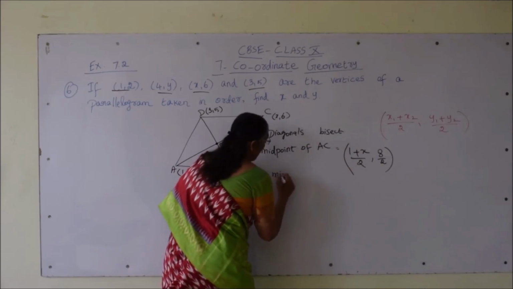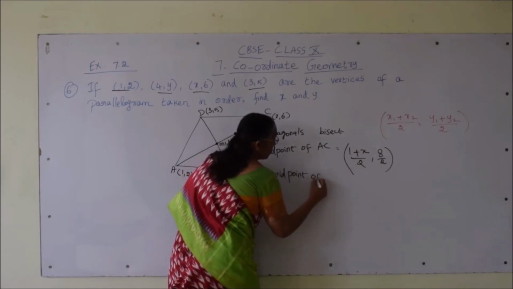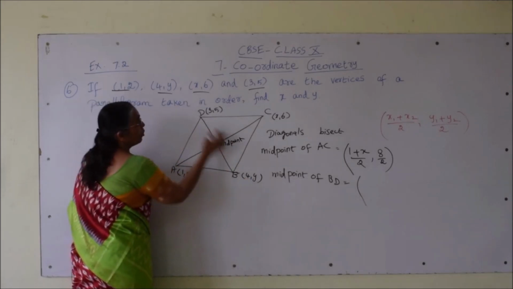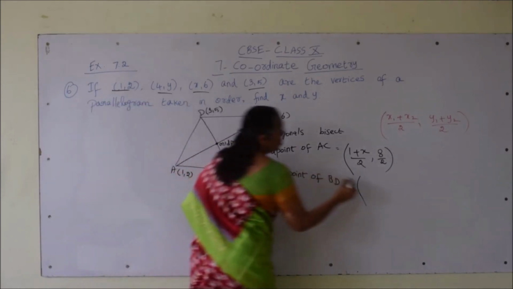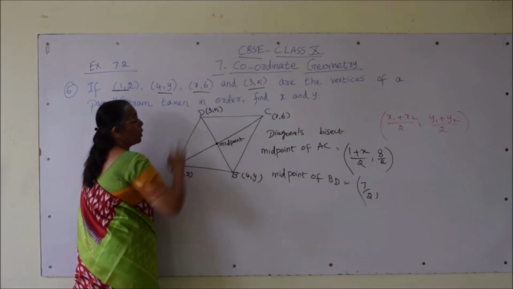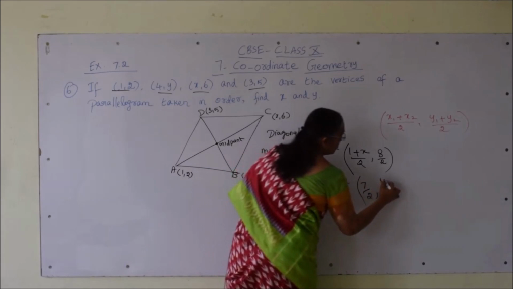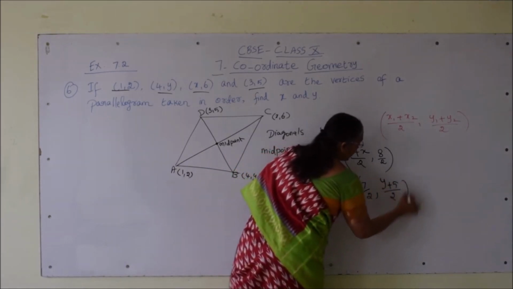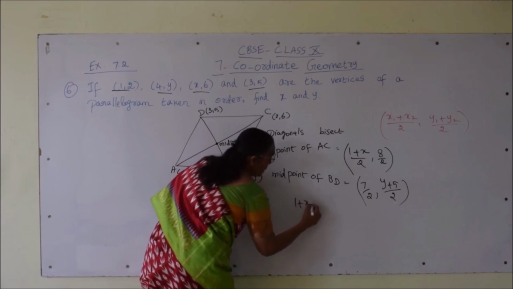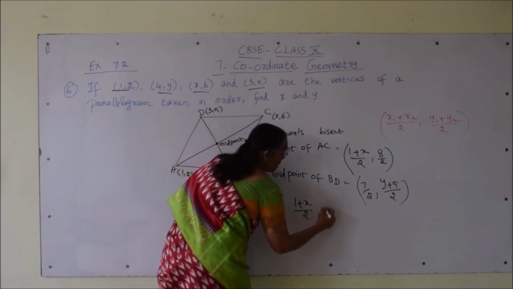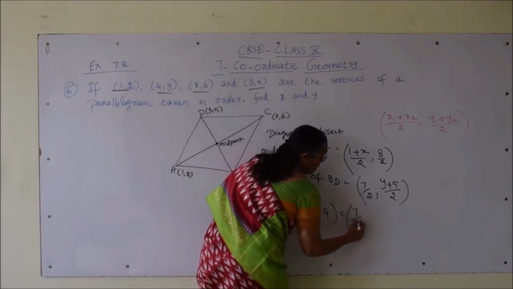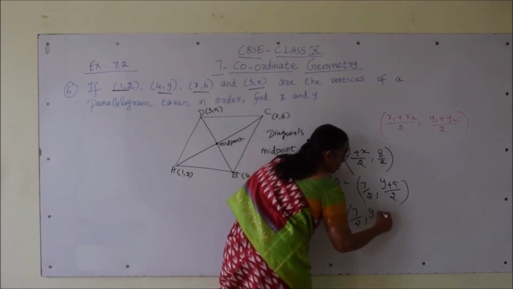Next, the midpoint of BD, for the B vertex and D vertex: (4 + 3)/2, which is 7 by 2, comma (y + 5)/2. Now these two midpoints are equal. So ((1 + x)/2, 8/2 which is 4) is equal to (7/2, (y + 5)/2).